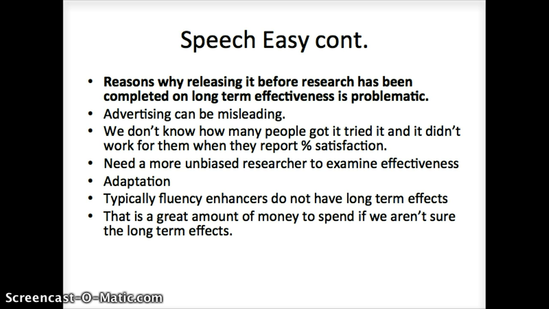They also released it before there's a lot of research that's been completed on the long-term effectiveness of it. So we need more unbiased researchers to examine the effectiveness. Also, remember we talked about the adaptation effect. So when you hear a noise, after a little while you start to tune out that noise. It's the same type of thing with the SpeechEasy device.